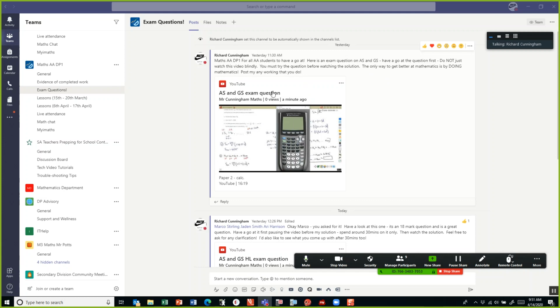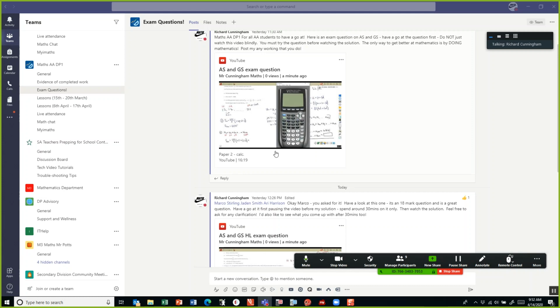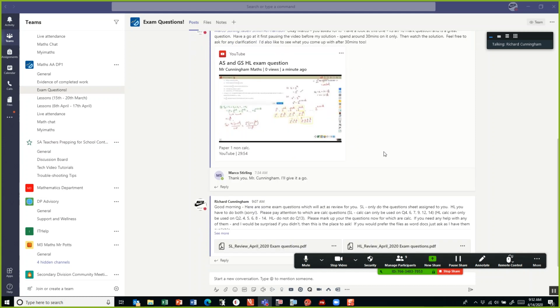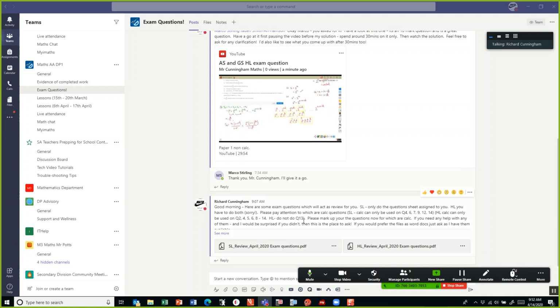The first one here is an SL question, but HL, you should definitely have a go at it as well. It's paper 2, so that means you can use your calc. And then this one is specifically for HL. SL, if you fancy a challenge, you've got the tools to do it. It's a nice question. It's 18 marks and it's non-calc. Definitely have a look.